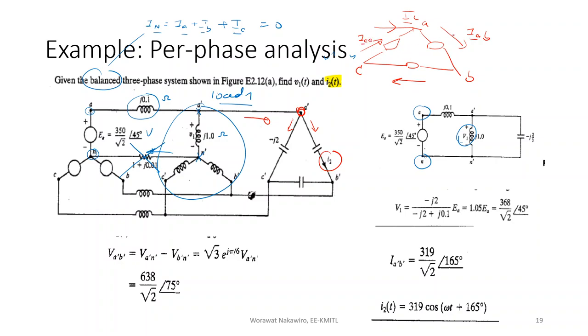So IAB and ICA. Now you can see that for the delta connection, I line is the current flowing into node A. The sum of the current flowing in is equal to the sum of the current flowing out of the node. So the KCL at node A gives IL equal to IAB minus ICA. So you can see that the I line is essentially root 3 times greater than the I phase.